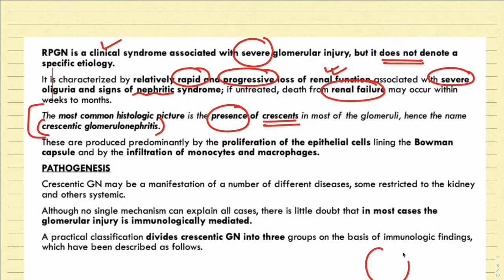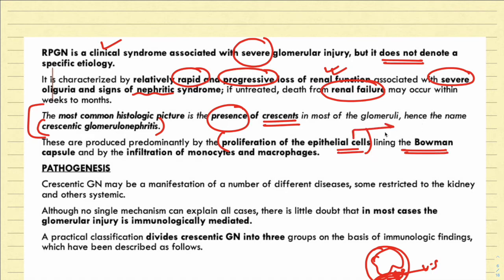So, if this is the glomerulus and this is the capillary network, and this is the urinary space, over here there will be proliferation of the parietal epithelial cells and they will start to form what is called a crescent. So the name is crescentic glomerulonephritis. They are produced predominantly by the proliferation of the epithelial cells which are lining the Bowman's capsule.